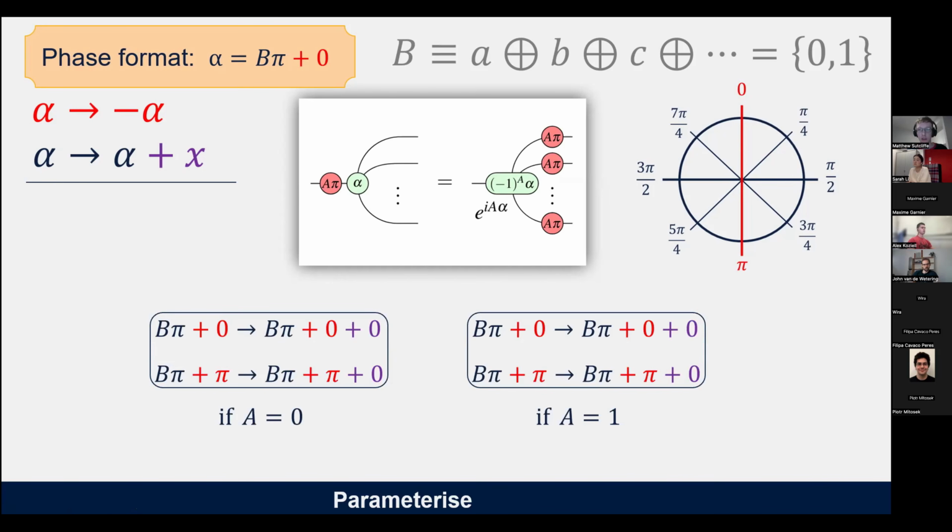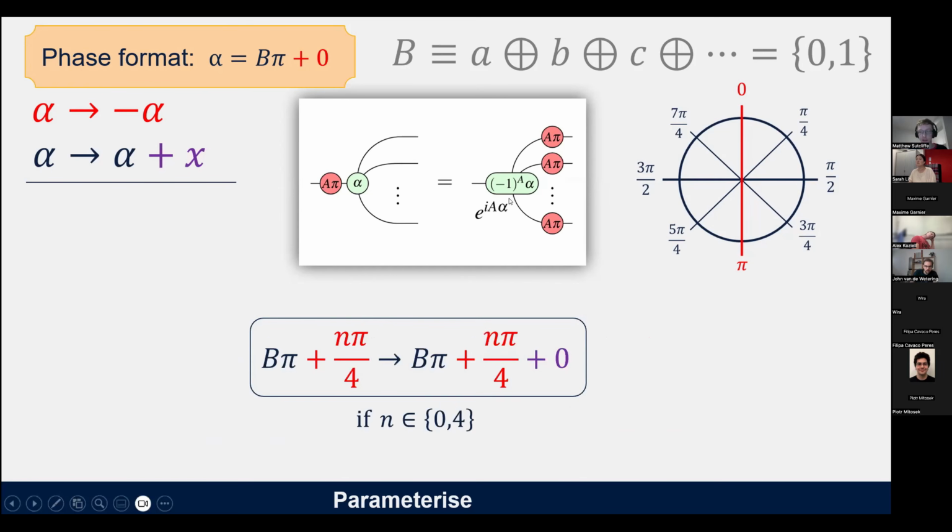And we'll break this down into four distinct rules. If we consider the constant part of alpha to be 0 or pi, then if A is 0, it always maps to itself. And if A is 1, we're flipping the sign. Flipping 0 to minus 0 doesn't change anything, and flipping pi to minus pi also doesn't change. So in other words, if the constant part of alpha is 0 or pi, the change we make to this phase is always just mapping to itself. It doesn't make any change. So we can write this rule like this.